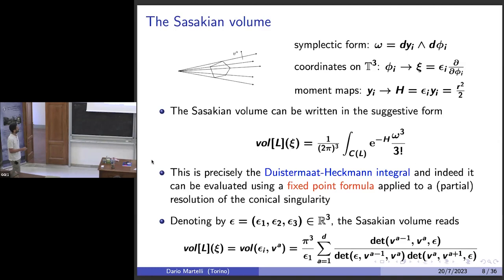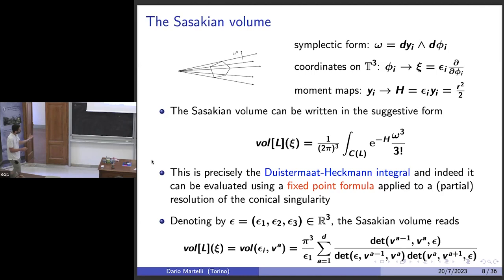Phi denotes the angular coordinates. So any Killing vector can be expanded in this basis. And then the moment maps, which I denote Y. There are three here. We are working in six dimensions for the moment. And it turns out also that the Hamiltonian, the one defined in this way, is also related to the R squared, the radial coordinate. So the Sasakian volume can be written in this suggestive form.